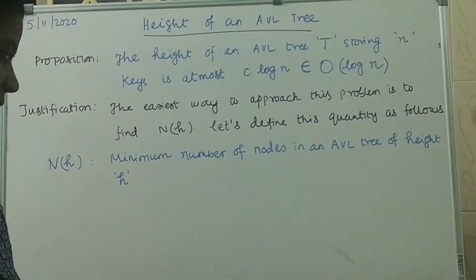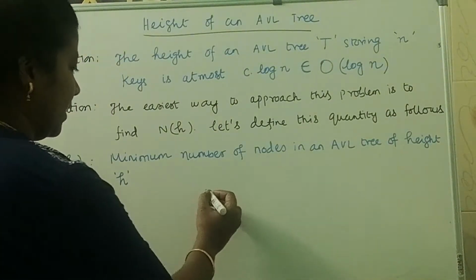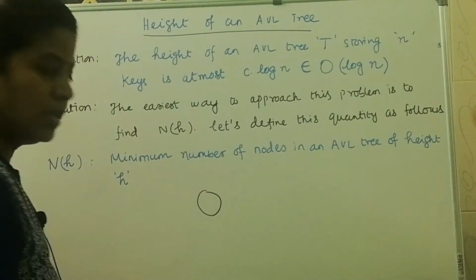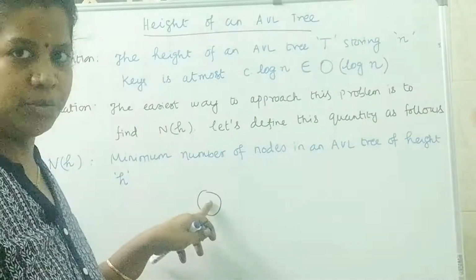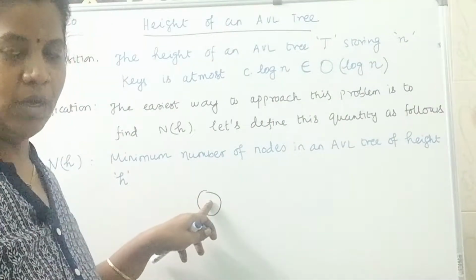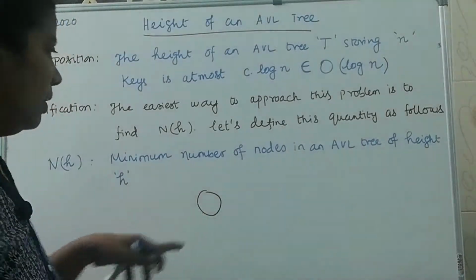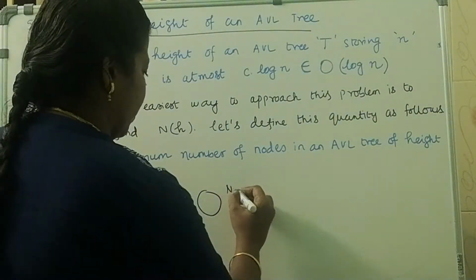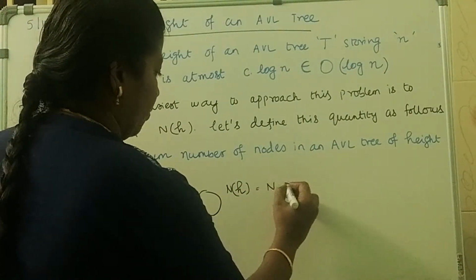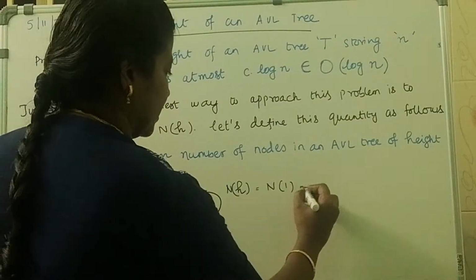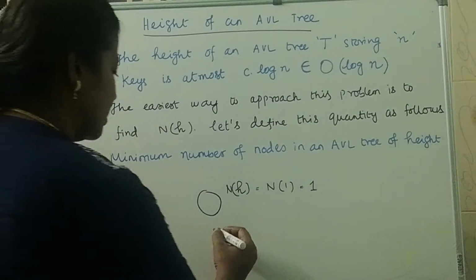The meaning is that, for example, if we take an AVL tree of height 1, so this is height 1, one node. What is the minimum number of nodes that it could have? Only 1. What is the maximum number of nodes that it could have? That is also only 1. This is N of h, which is nothing but N of 1, of height 1, is nothing but 1.